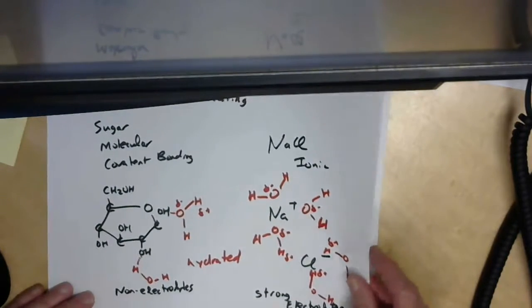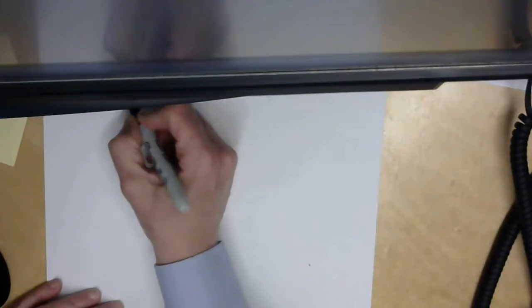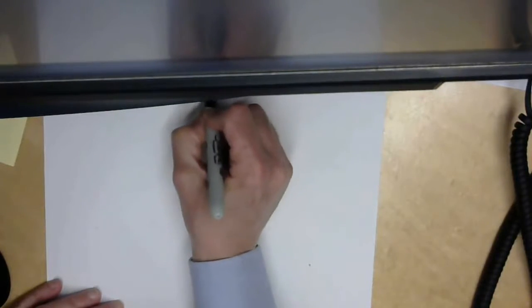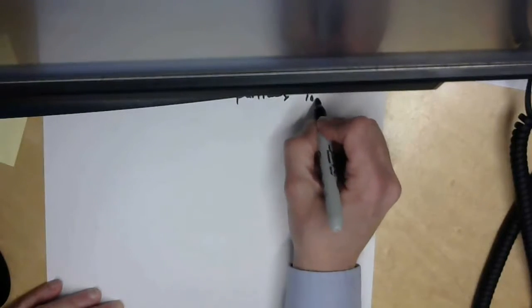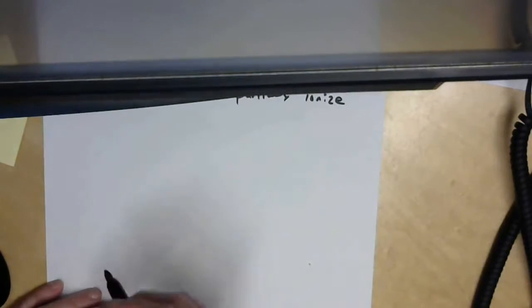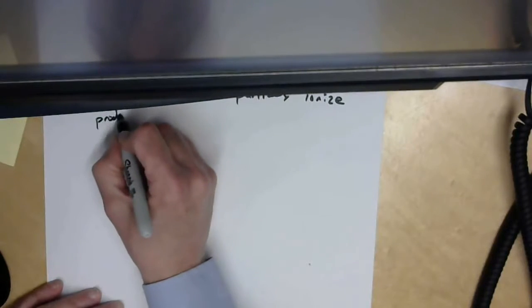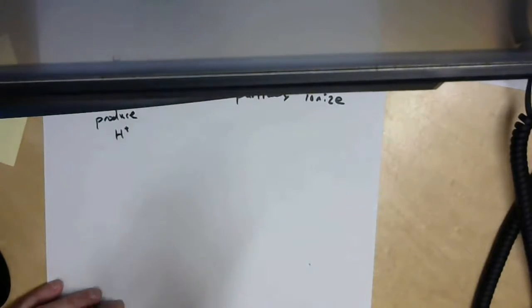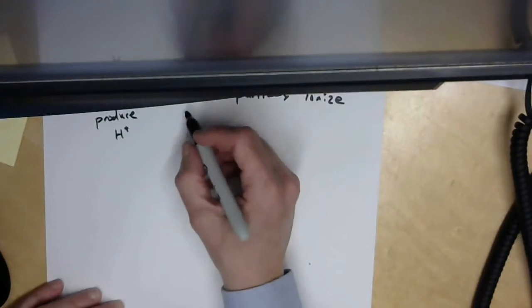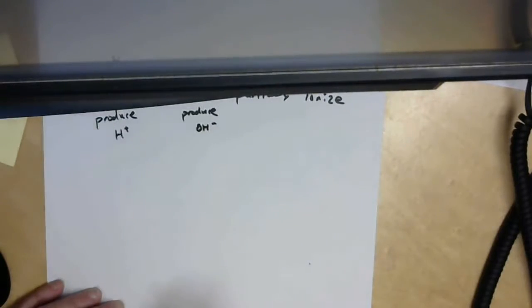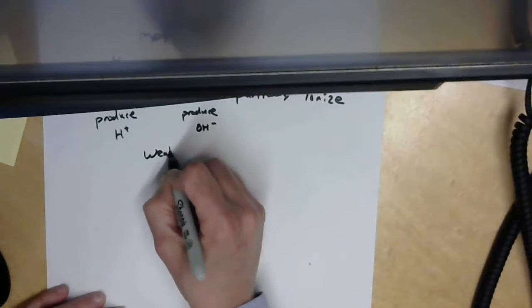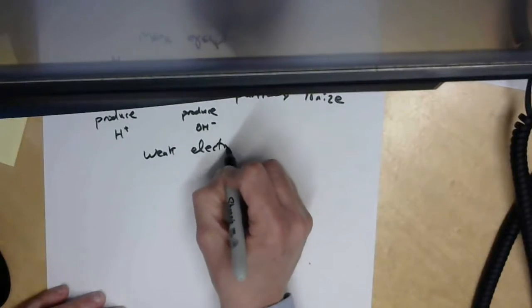Now there are some covalent molecules that are acids and bases, and they can partially ionize in water. And so the acids partially produce H plus, and the bases produce OH minus in water from these molecular species. And so they behave as weak electrolytes.